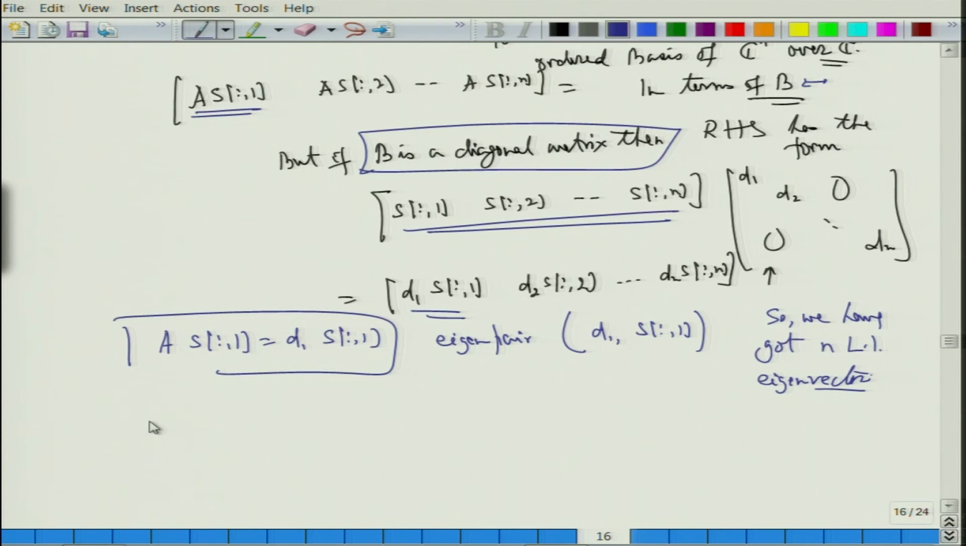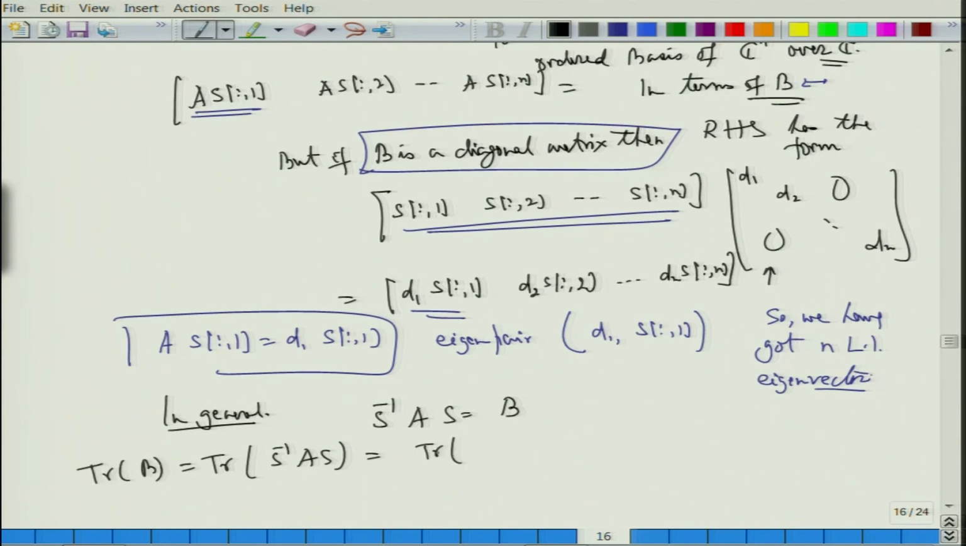Further, in general, what we are saying here is that S inverse AS is B. So let us look at the trace. What is trace of S inverse AS? Which is the same as trace of B. All right. So this is the same as trace of, I can interchange. So what we know is that trace of AB is the same as trace of BA. Fine, that we had seen earlier. So this is the same as trace of AS into S inverse, which is the same as trace of A.